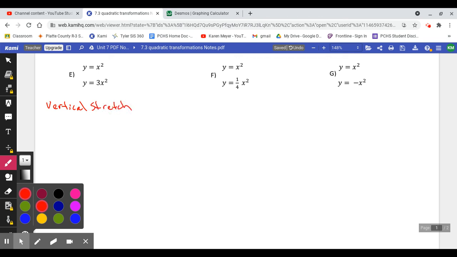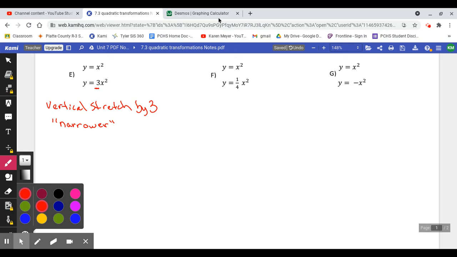So it's always going to be a stretch because a stretch means that it's getting narrow. So anytime you look at the picture and you think that the U shape has become narrower, then it's called a vertical stretch. And then we always say a vertical stretch by how much? And the by part is just the number in front, which is 3.